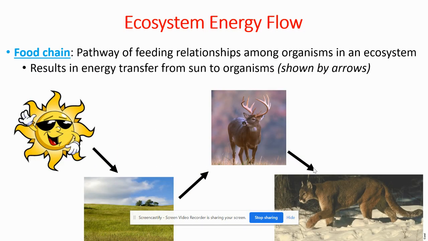Okay, food chains. So a food chain is just one single line of feeding relationships in an ecosystem. They always start with the sun, well, on land anyway. So the grass is taking in energy from the sun. Then the energy is passed to the deer because the deer is going to eat the grass. And then the energy from the deer is passed to the cougar because the cougar eats the deer. So you can see the arrows are pointing in the way that the energy flows.